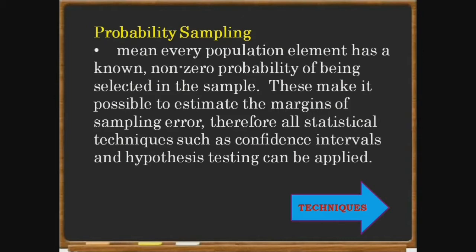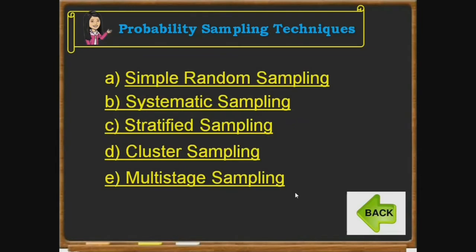Wherein, gamit ka na dito na statistical treatment, yung mga hypothesis testing, confidence interval, and then all people in the population have equal chance of being selected as your sample. So dito wala kang bias ng pagkuha or pagpili ng sample data or sample respondents. Lahat may chance ang mapili. So meron siyang 5 techniques.